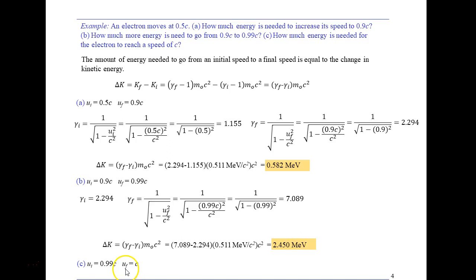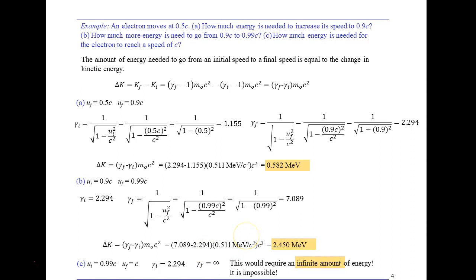What if we actually put the final speed at 1 speed of light? Well, it turns out the gamma factor goes to infinity. So it would take an infinite amount of energy, and that is impossible. So it is impossible for any particle with a rest mass to reach the speed of light. A photon with no rest mass is already traveling at the speed of light.